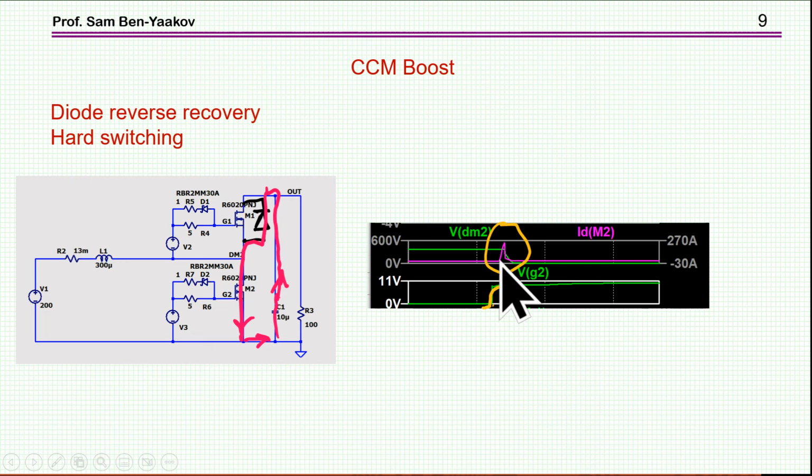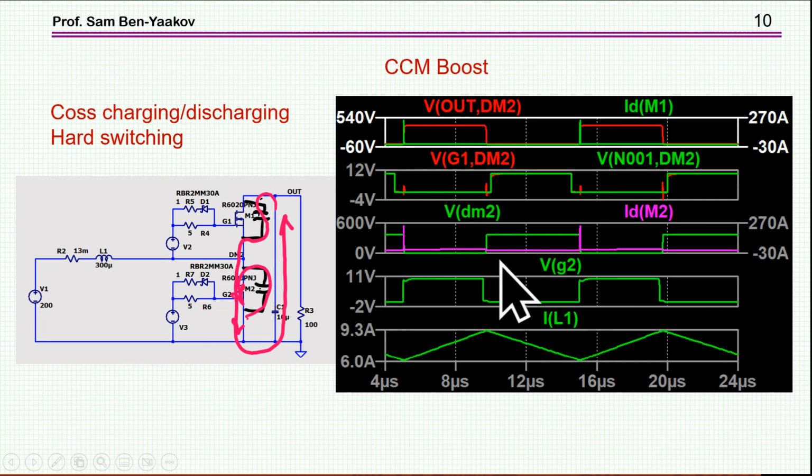And then there is another reason for the hard switching, and that is that this transistor, once the diode stops conducting, has to discharge, or charge you might say, this one, and discharge this one, these capacitors, and all the energy of these capacitors is now being dumped into the transistor, so we have another loss here. So in the CCM mode, we have hard switching, especially at the turn on of the lower transistor.